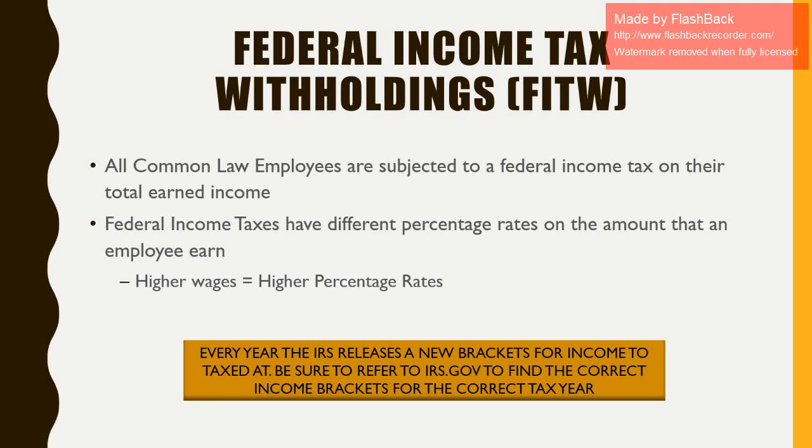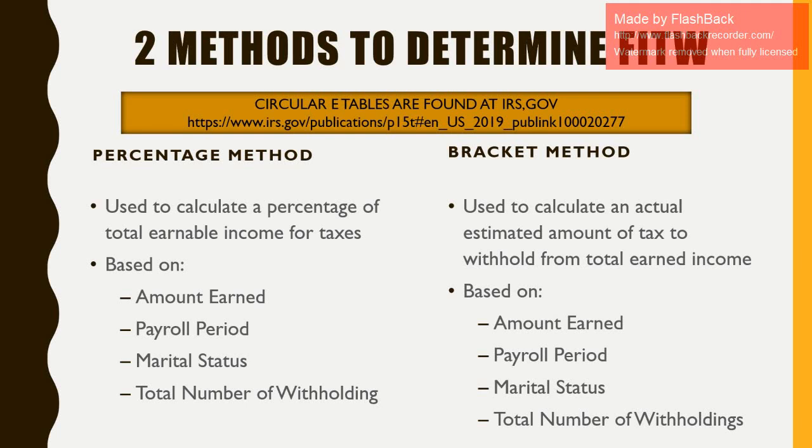Yes. So there are two methods of how we're calculating this. Again, we're going to be using the Circular E table, which I'll go ahead and show you an example of. There are two different ways you can calculate it. You can either use the percentage method or you can use the bracket method. They need to be determined by a few things. One, the amount that you earn; two, the payroll period, so how often you get paid; and it's also going to be based on their marital status, as well as the total number of withholdings that they actually have.